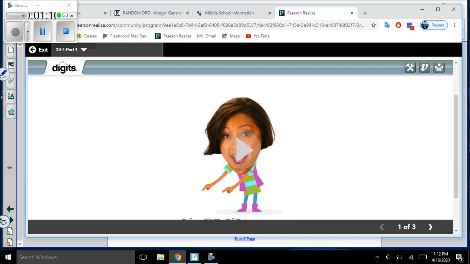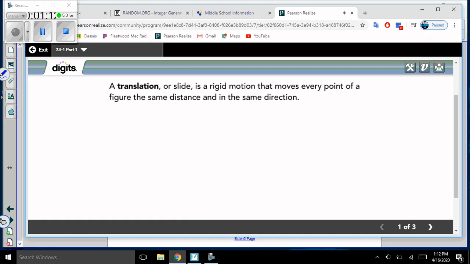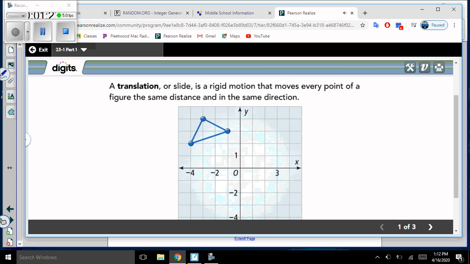Suppose you translate the triangle 5 units to the right and 5 units down. Every point of the black triangle moves 5 units to the right and 5 units down.